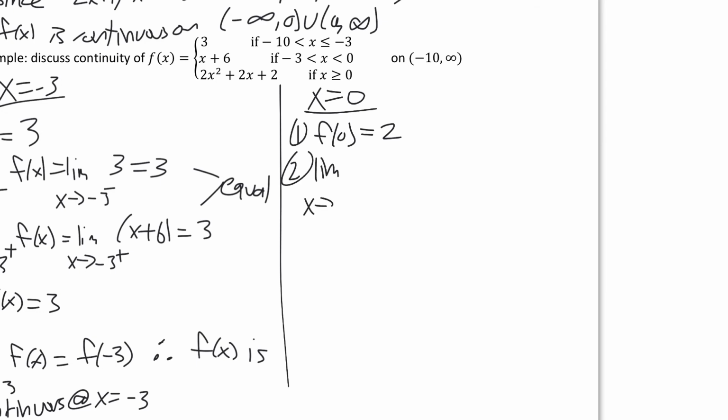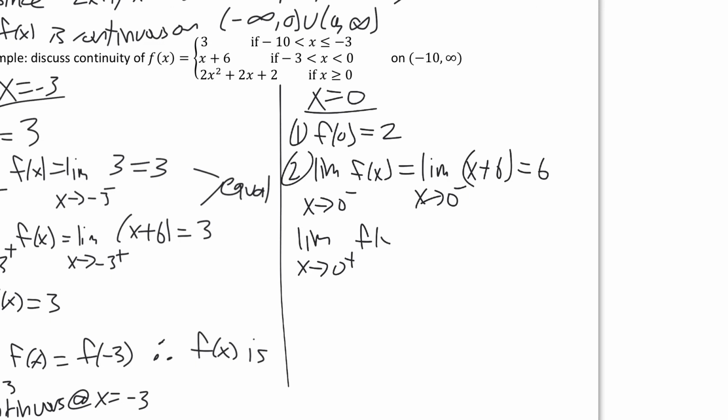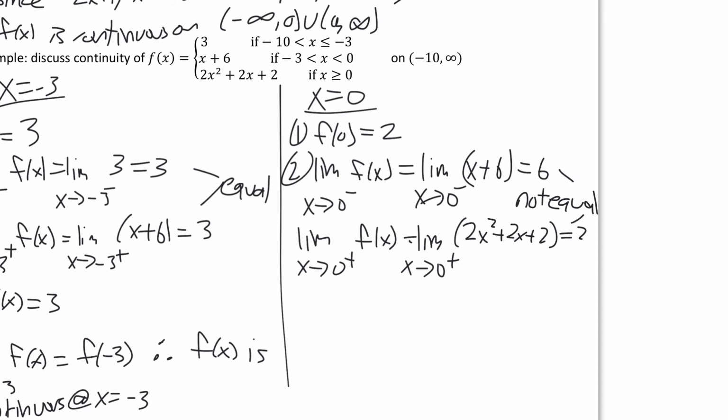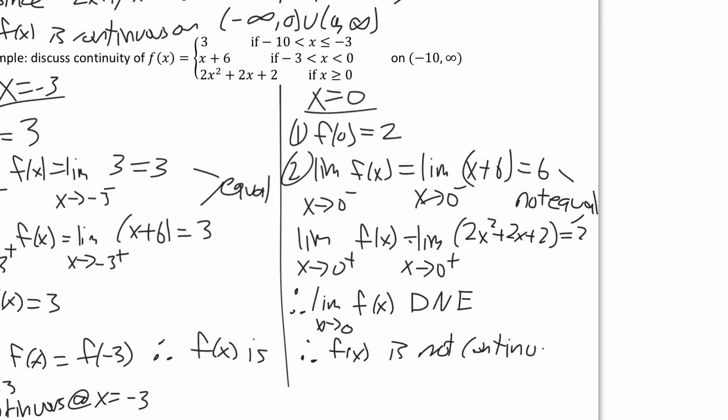Then the limit as x approaches 0 from the left. That means we're going to use the x plus 6 portion. So x approaches 0 from the left of x plus 6, which is going to give us 6. Then we do the limit as x approaches 0 from the right, which means we do that 2x squared plus 2x plus 2 portion, which just gives you 2. And these, of course, are not equal. So that means, therefore, the limit as x approaches 0 of f of x does not exist. And so we don't even have to check number 3. Unfortunately, this means that f of x is not continuous at x equal to 0. So it failed to be continuous there.